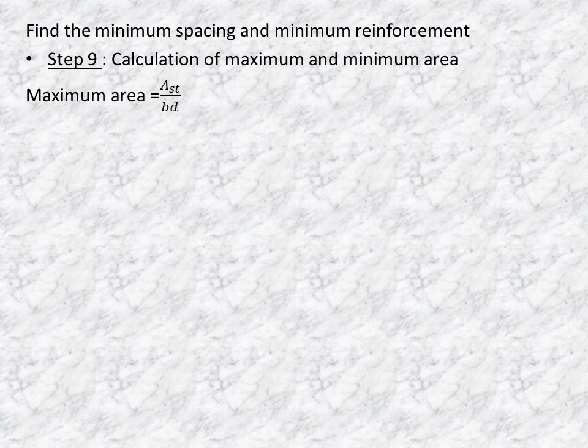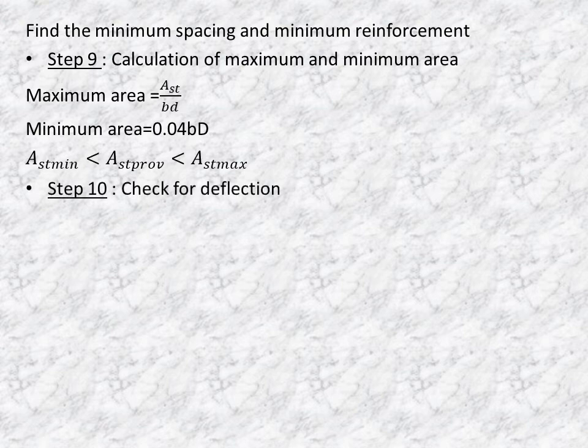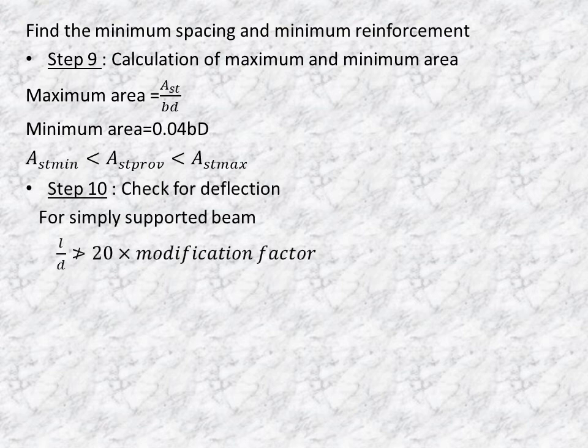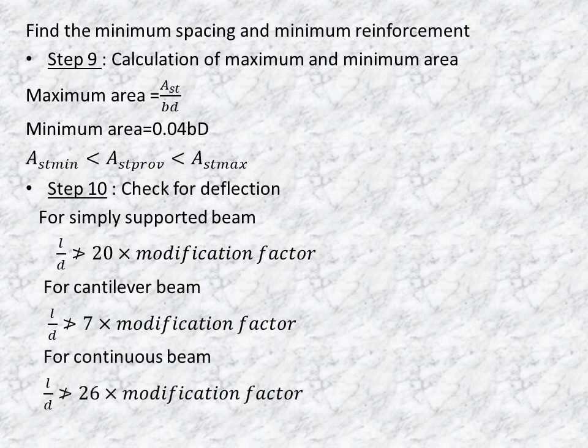After that we calculate the maximum and minimum area. Maximum area is equal to Ast by BD. Minimum area is equal to 0.04 B into overall depth. Then if Ast minimum is less than Ast provided, less than Ast max, the condition is satisfied, hence it is safe. After that we check for deflection, that is for simply supported beam L by D less than 20 into modification factor. For cantilever beams L by D less than 7 into modification factor. For continuous beams L by D less than 26 into modification factor. We can find the modification factor using the code, and if it is satisfied, the structure is safe.